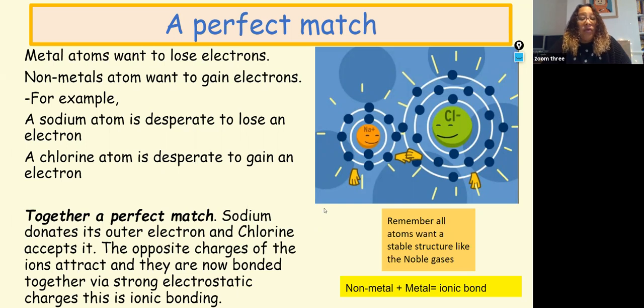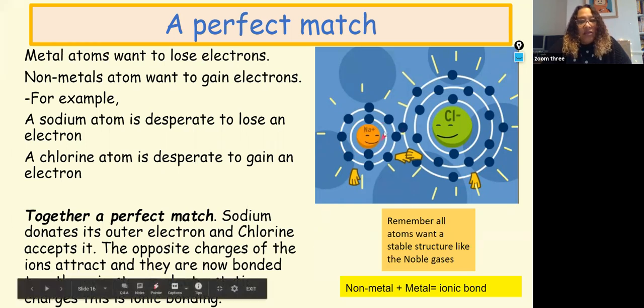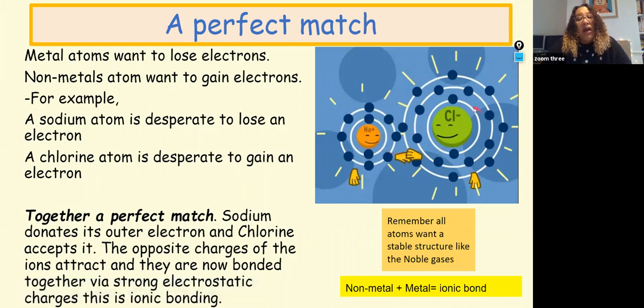Okay, and remember that proton number hasn't changed. There's still sodium ions and chloride ions. The opposite charges of these ions, because we now know that sodium has lost an electron, so it's positively charged just by 1, and chlorine has gained 1 electron, so it's negatively charged by 1. And these opposite charges, these positives and these negatives, are strongly attracted to each other.